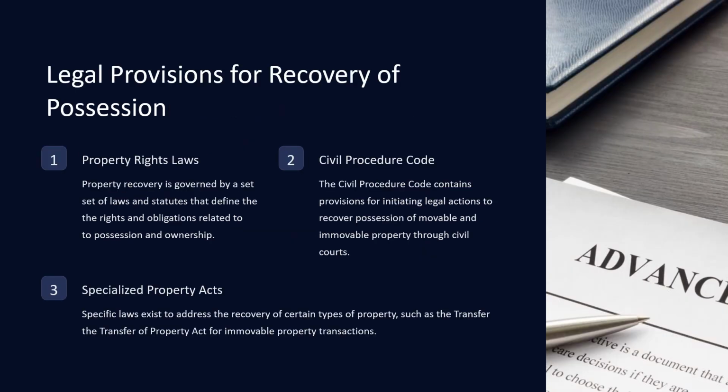Legal provisions for recovery of possession. 1. Property rights law. Property recovery is governed by a set of laws and statutes that define the rights and obligations related to the possession of ownership. 2. Civil Procedure Code. The Civil Procedure Code contains provisions for initiating legal actions to recover possession of movable and immovable properties through civil courts. 3. Specialized Property Acts. Specific laws exist to address the recovery of certain types of property, such as the Transfer of Property Act for immovable property transactions.